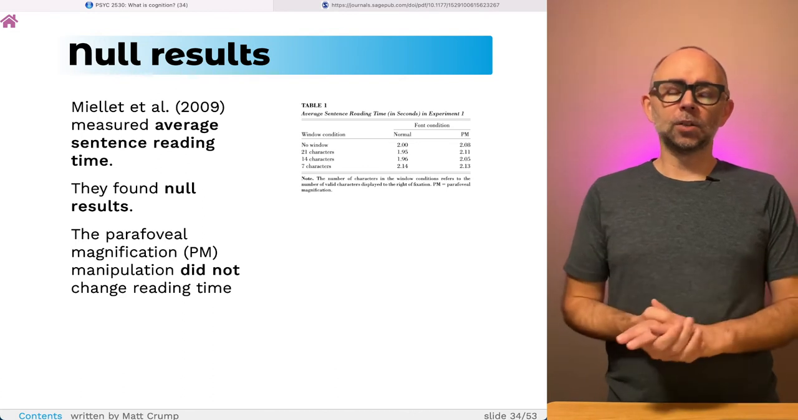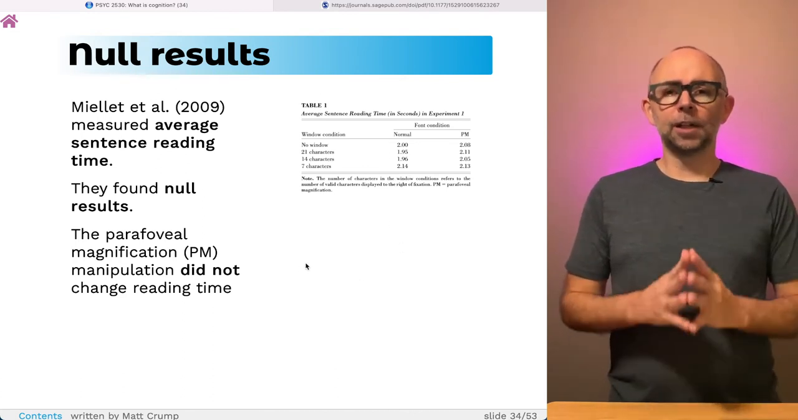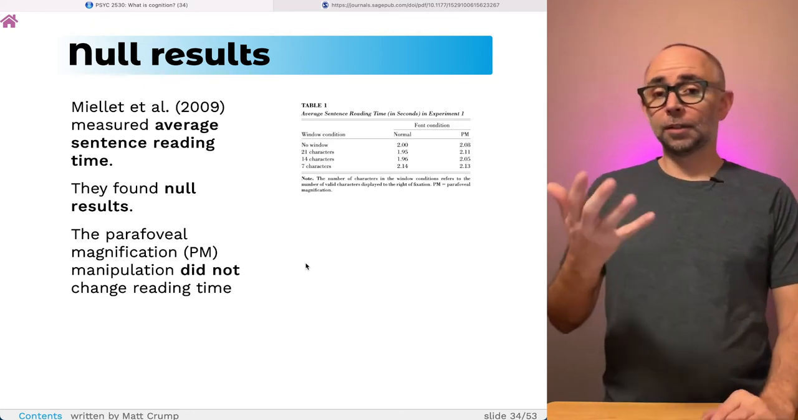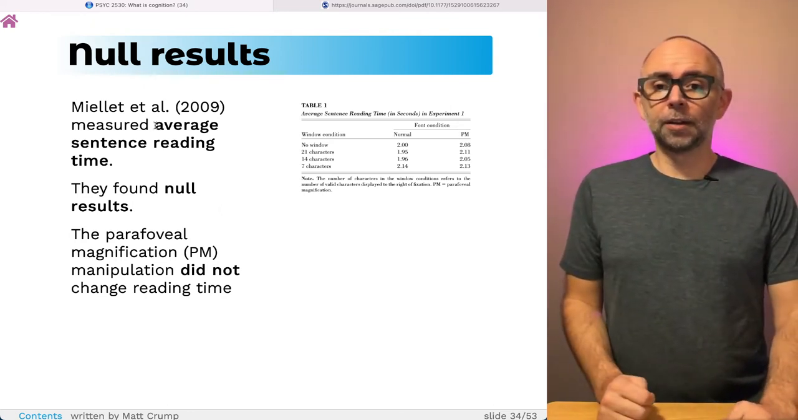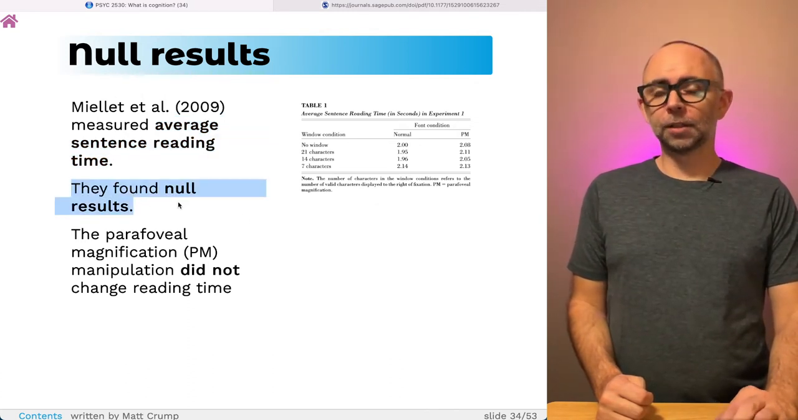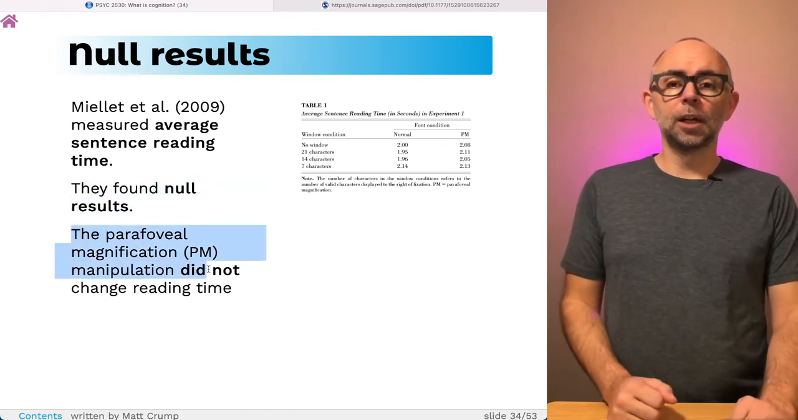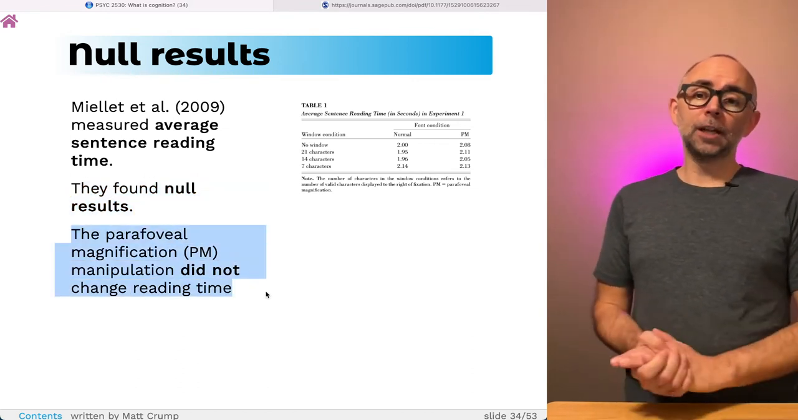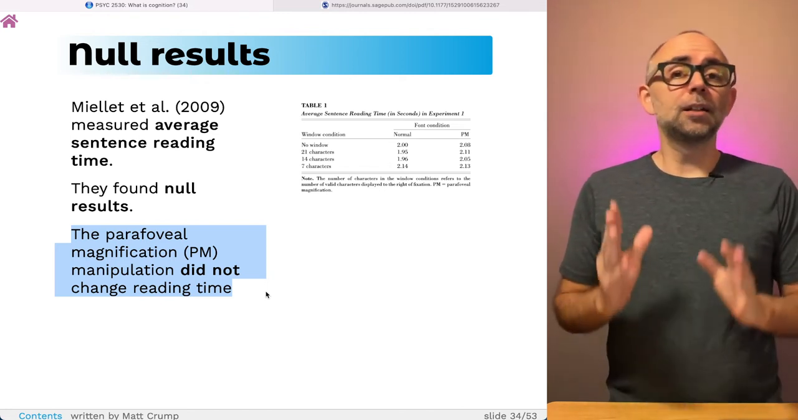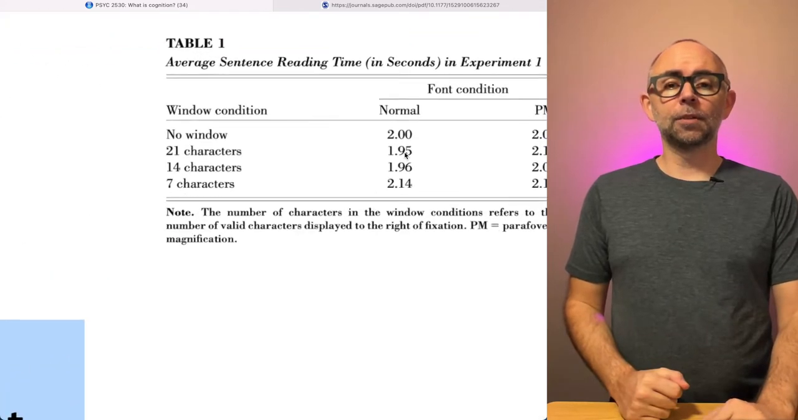So let's take a look. Here are the results from their experiment. I'll tell you the results right now. They measured average sentence reading time, and they found what are known as null results, no differences. The conclusion was the parafoveal magnification manipulation did not change reading time. Let's take a look at the data. It's right here in this table.